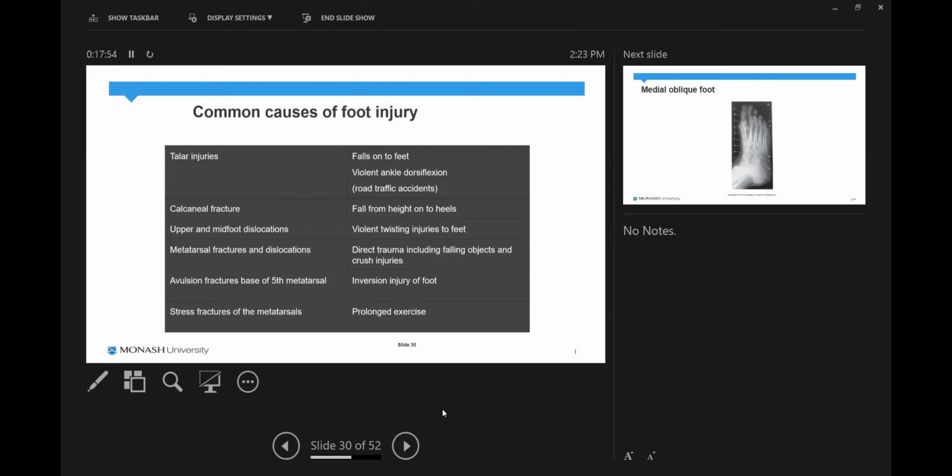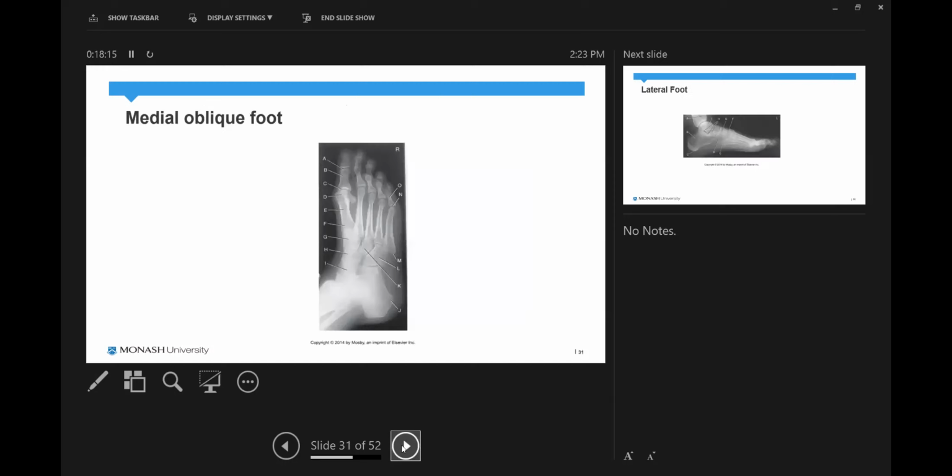Metatarsal fractures and dislocations occur when there's direct trauma, and that includes falling objects onto the foot or crush injuries. Avulsion fractures of the base of the fifth metatarsal are due to an inversion injury. And then, of course, stress fractures are due to prolonged exercise.